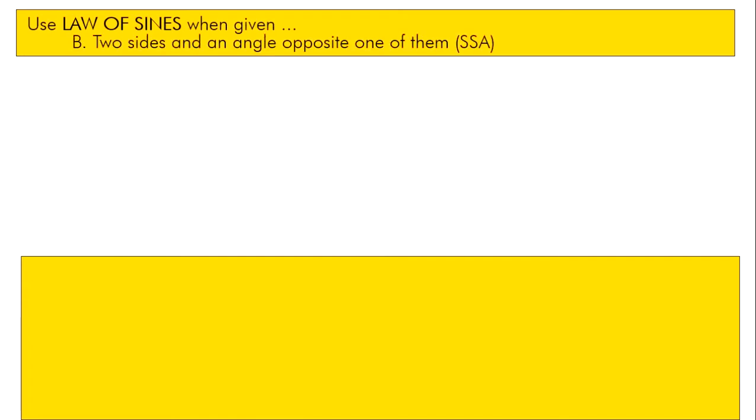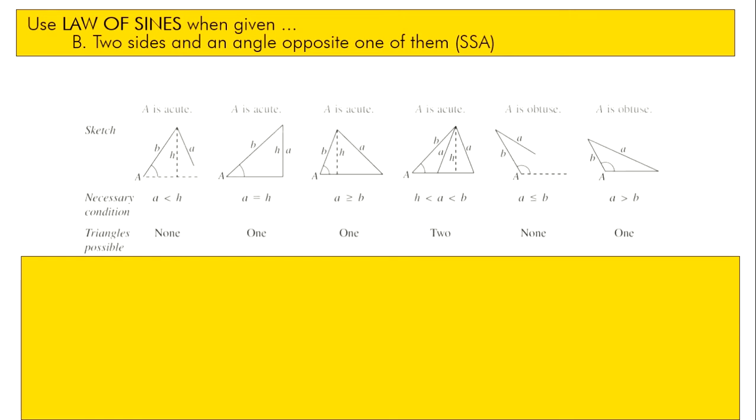Now, let's have another condition. Use the law of sines when given two sides and an angle opposite one of them. So side-side-angle. Here, actually, this is an ambiguous case because the given could fail to form a triangle, or it can form two triangles. So we need to consider the following cases. Okay, so this is the ambiguous case.